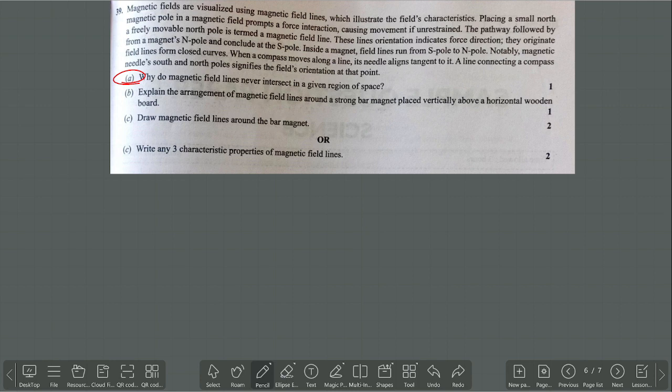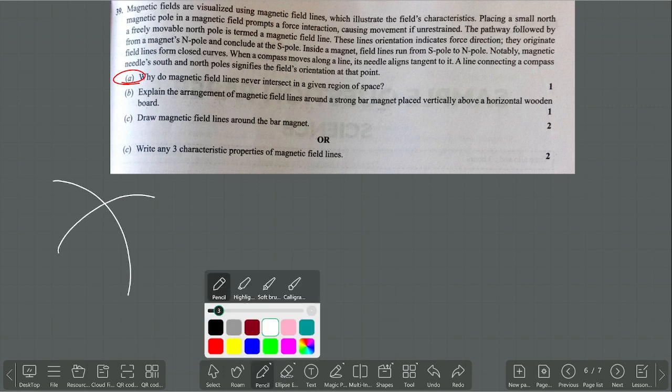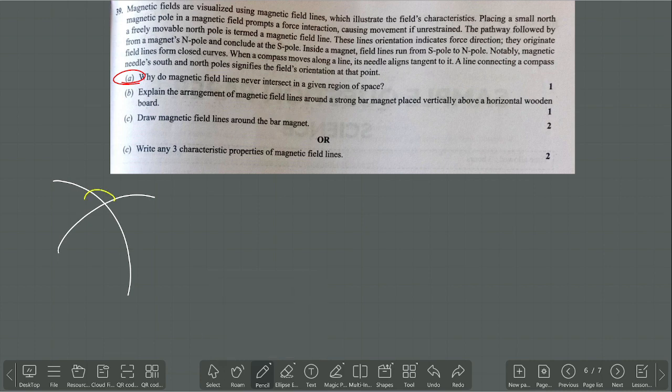Reason is, suppose two magnetic field lines are intersecting like this, and at the point of intersection, if we place the magnetic compass, it will show two directions, which is not possible. So this is the reason two magnetic field lines never intersect each other. Next, question number B. What is the question B? Explain the arrangement of the magnetic field around a strong bar magnet placed vertically above a horizontal wooden board.